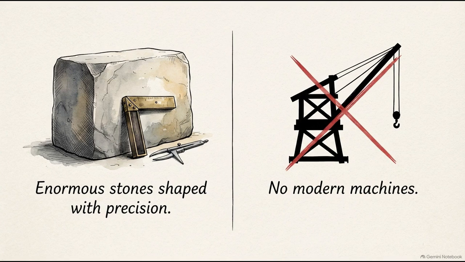On one hand, we have the astonishing reality: enormous stones being shaped, transported, and placed with extraordinary, mind-bending precision. But then, we highlight what they completely lacked. There were no modern machines, absolutely no cranes, and zero computers. Contrasting the extraordinary precision of the finished temples with the total absence of modern tools forces the audience to confront the true magnitude of the mystery.